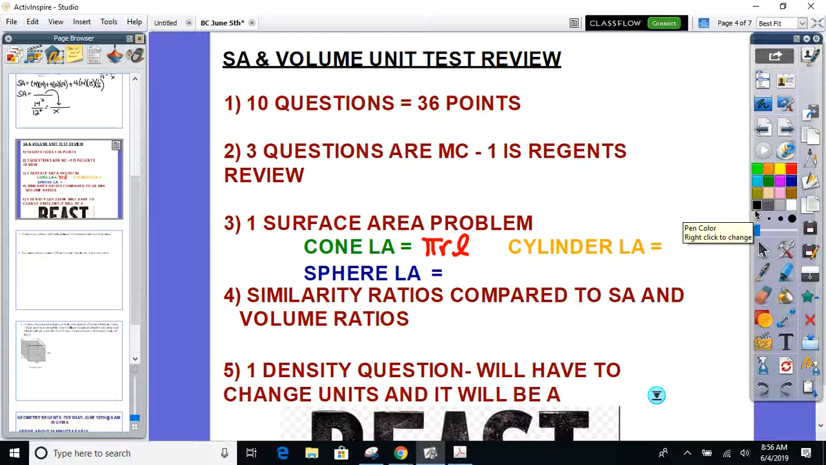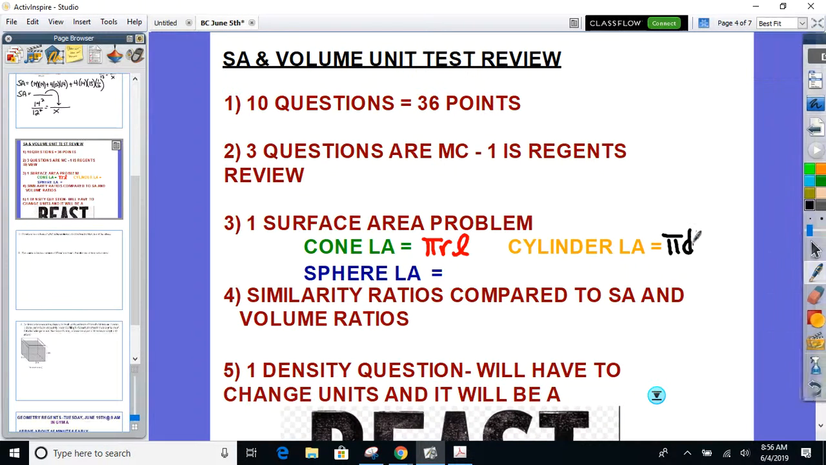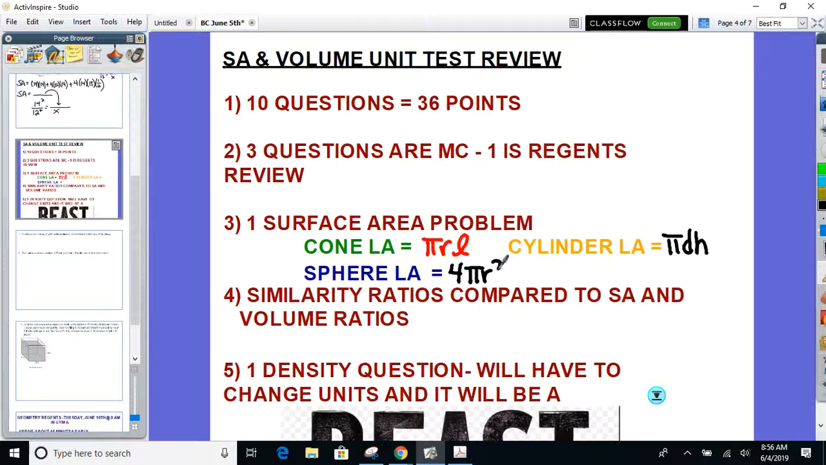What about the cylinder lateral area? Pi d h, and what if you had to do the full surface area, add in two circles, 2 pi r squared. Sphere, this is something we've done this half of the unit, but not on your formula sheet. Four circles, 4 pi r squared. Those are ones you definitely want to remember for tomorrow that are not provided on the formula sheet.